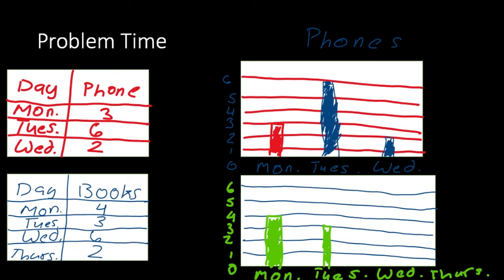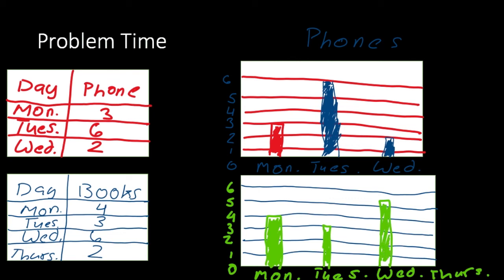Now Wednesday, how many were there? 6 books were sold on Wednesday. So we're going to just plot up to 6. Sorry about that. I know I'm really bad sometimes with drawing really small. Wednesday.